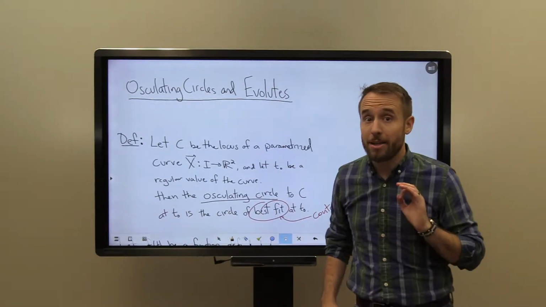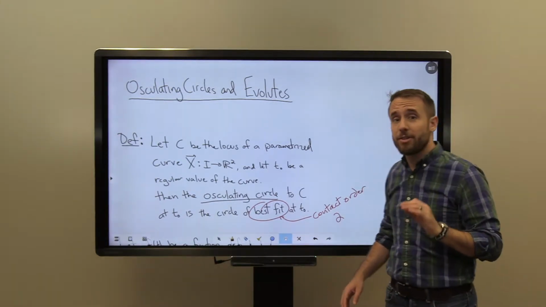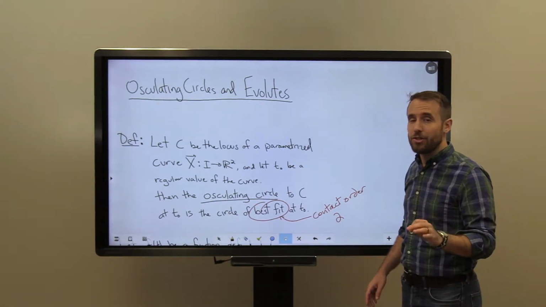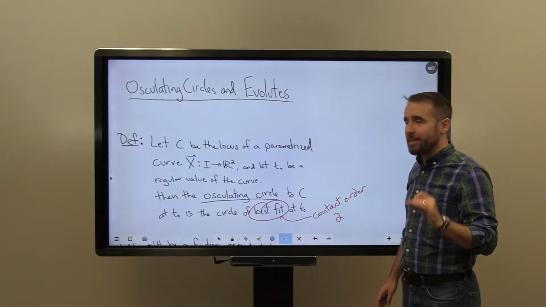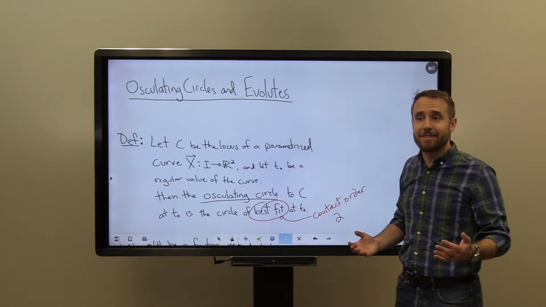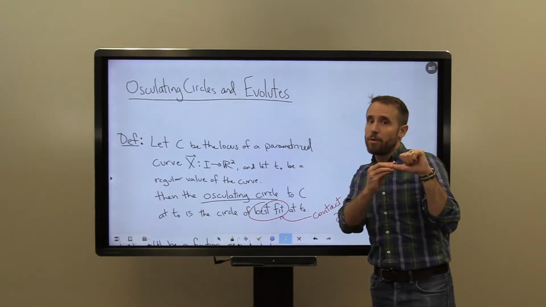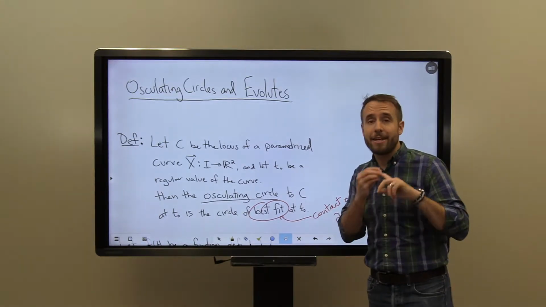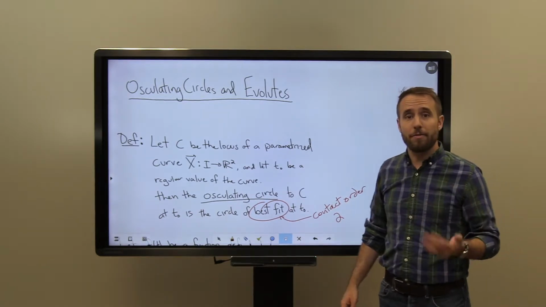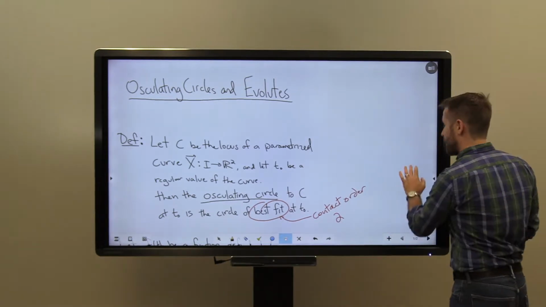Now, we should really quickly clarify something here. The definition of contact order that we gave below is between two functions, f and g. Here, we're trying to use it in a subtly different way. We're talking about the contact order between two sets in R2, specifically the contact order between a locus of a parametrized curve and a circle, this oscillating circle. And possibly neither of those might be functions in the traditional sense. So what do I mean by that? Well, let's take a look.